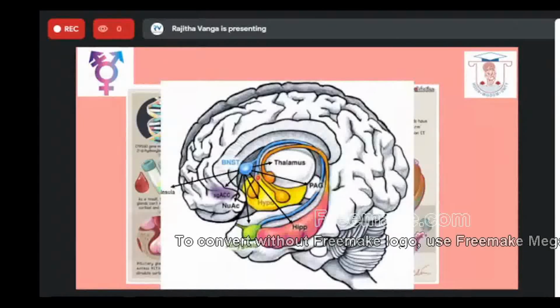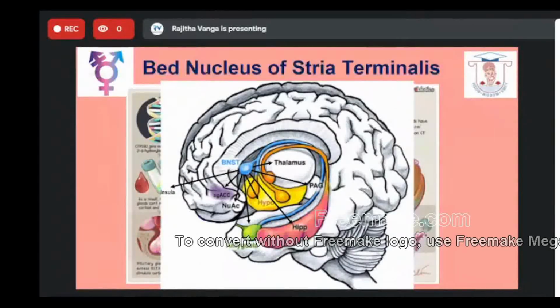And the next important structure is the BNST, that is, the bed nucleus of stria terminalis, which is also associated with the hypothalamus and limbic system. This nucleus, the bed nucleus of stria terminalis of the hypothalamus, in transgender women is found to be smaller when compared to cisgender men. This is published in Nelson's Textbook of Pediatrics. We can have a look here.